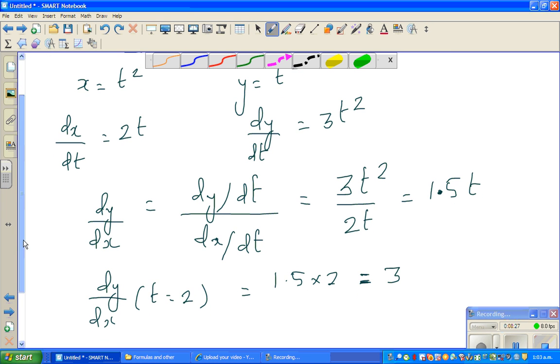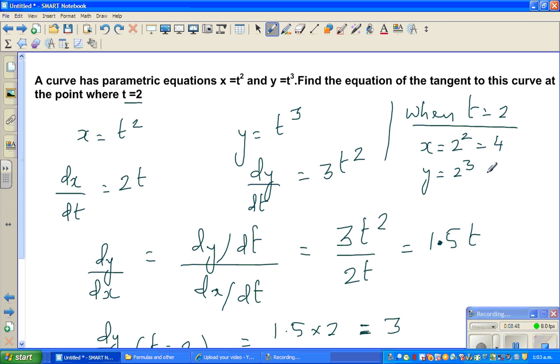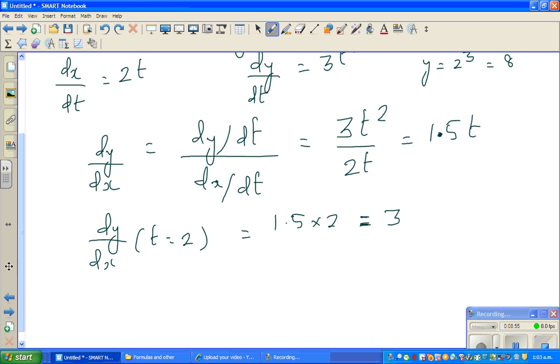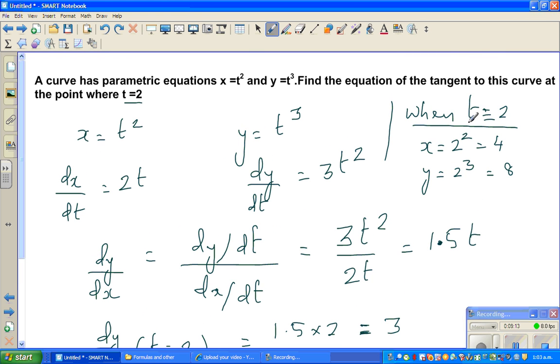Okay, so now what are we supposed to do? We want to find the equation of the tangent at that point. When t is equal to 2, what is my x? My x is t squared, which is 4, and y is 2 cubed, which is 8. So at t equal to 2, x and y are 4 and 8. Therefore the equation of the tangent would be y is equal to 3x plus c.